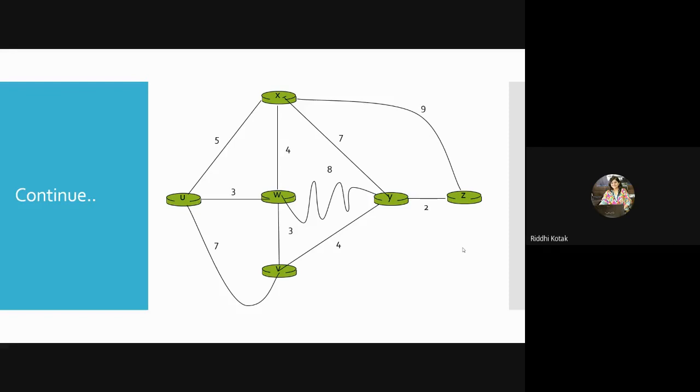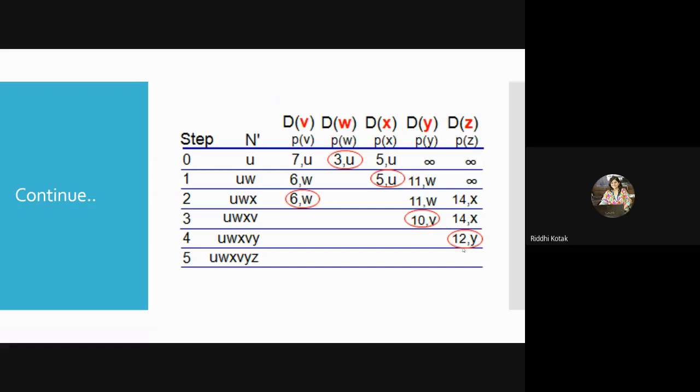And to reach Z, we have already discussed that, that is 14. So 14 comma X. Now again select the minimum one. So that is 10 comma Y. So our next node will become Y.